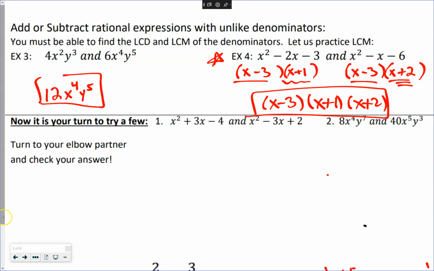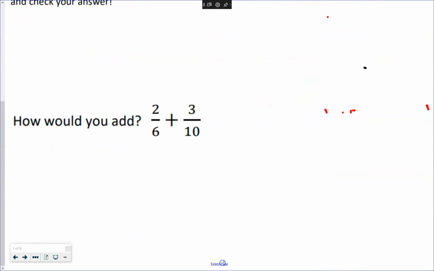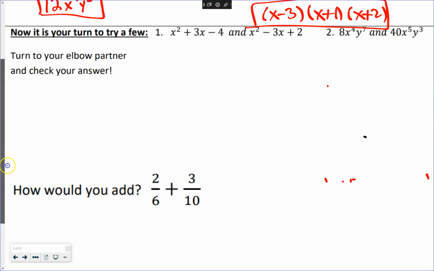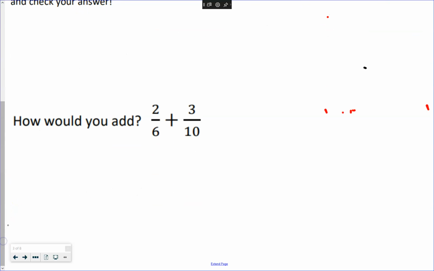What if I were to ask you to add together 2 over 6 plus 3 over 10? Well, from here, I can't just add straight across because 6 and 10 are not the same number. So I need to change them so that they both are the same number. What could I do to make that happen? If I multiply all of this by, what, 5?